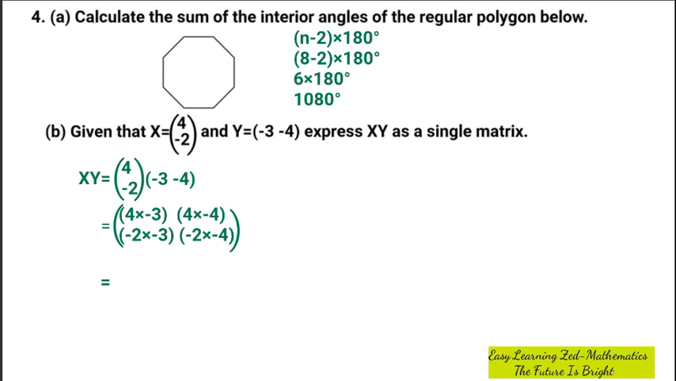We're going to say equal to, open bracket. 4 by negative 3 will give us negative 12. 4 by negative 4 will give us negative 16. Then negative 2 by negative 3 will give us 6. Negative 2 by negative 4 will give us 8. Then we close bracket. Now once we have done this, we have gotten the final answer. So to express XY as a single matrix will give us negative 12, negative 16, 6, 8. That's the product of those two matrices. Now let's go to the next question.